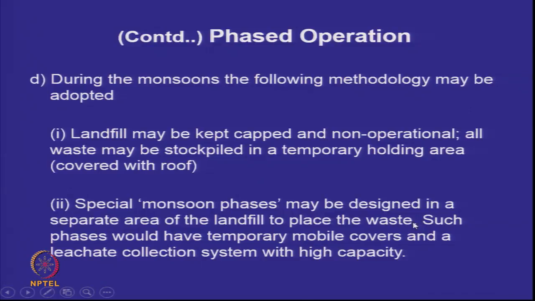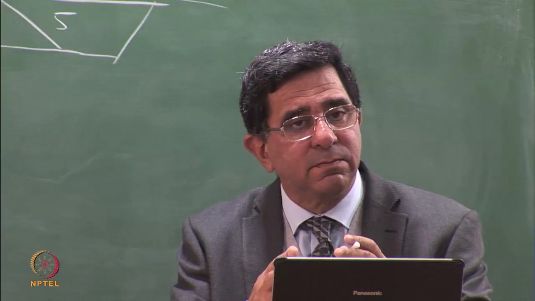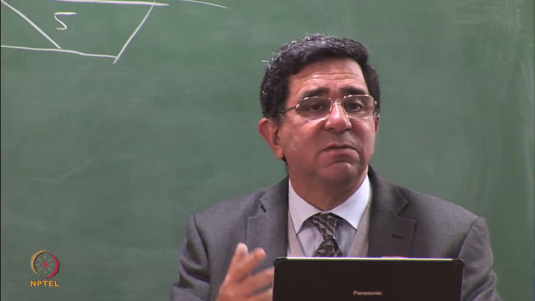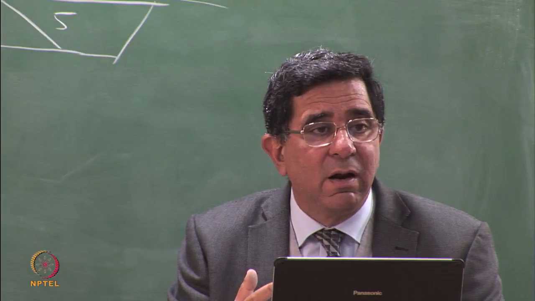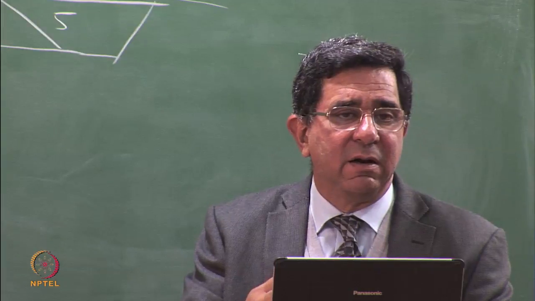Sometimes you may make special monsoon phases in a separate area of the landfill to place the waste. So what happens is, during the monsoon, the waste is smaller, but the rain is more intense. So your leachate collection systems have to have larger capacities. So you may make a monsoon phase.